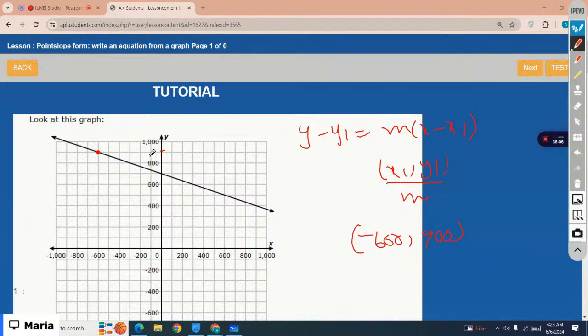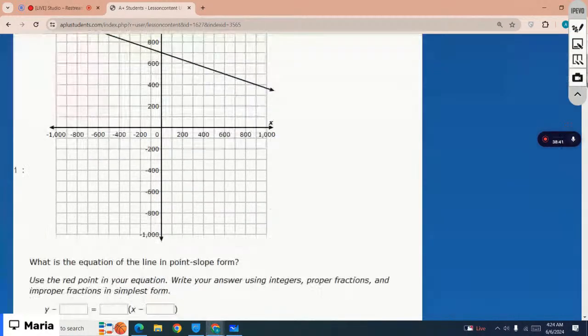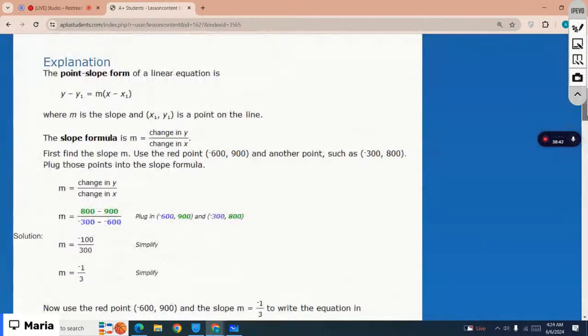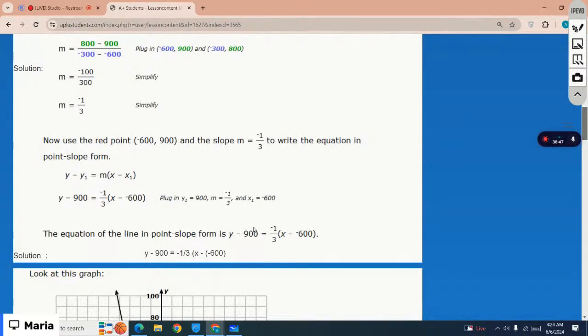The other thing you need to find is the slope. So let's just find the slope. Let's make a triangle. 1 over 3 is the slope. So the equation is y minus 900 equals 1 over 3 times x plus 600. That is the correct option. That is the equation. Got it? Here it is. Got it?